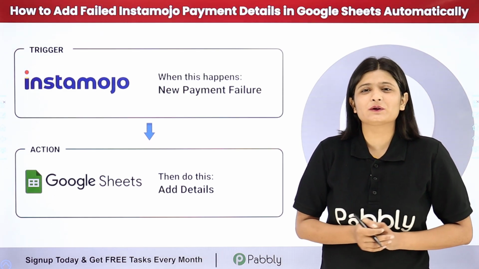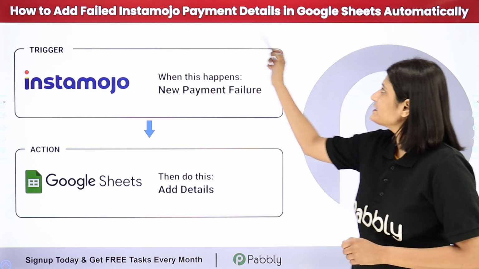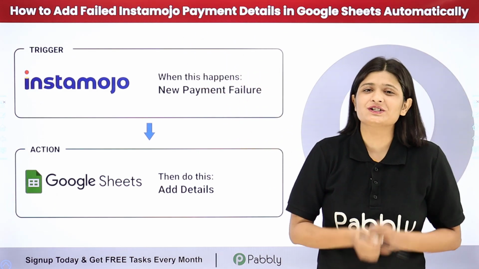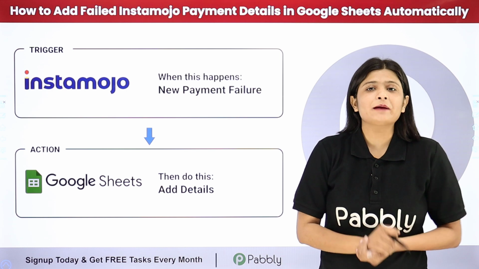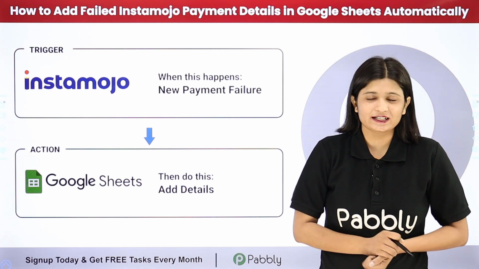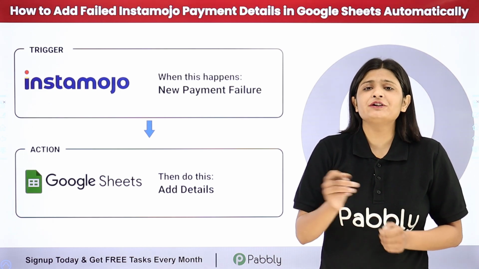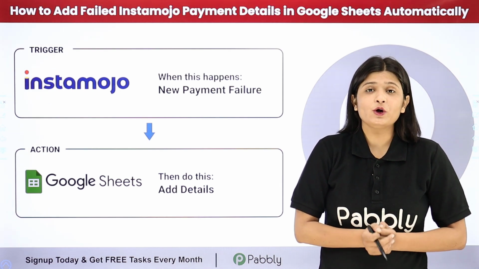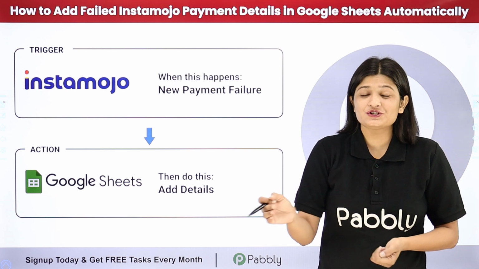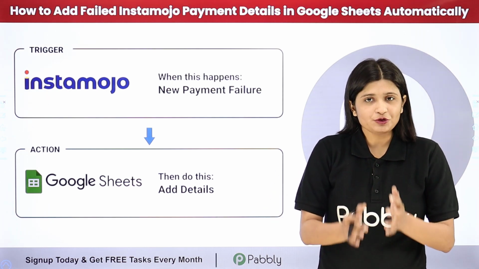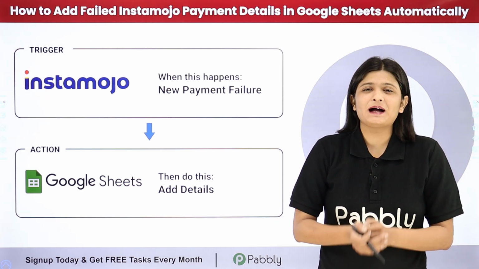In this video, we are going to learn how to add failed Instamojo payment details in Google Sheets automatically. So here I am running an online store and I am collecting all my payments with the help of Instamojo. Now whenever there is a payment failure due to some reasons, I want to add all these details in my Google Sheets automatically. So now to do this automation, I am going to use Pabbly Connect.